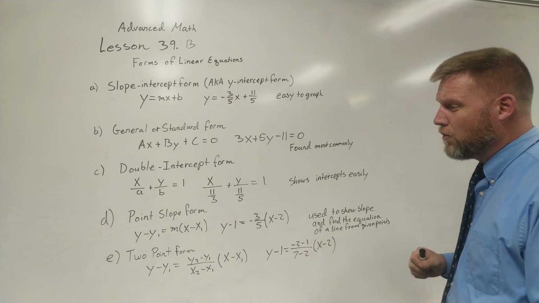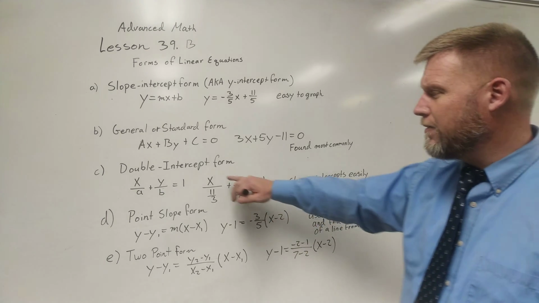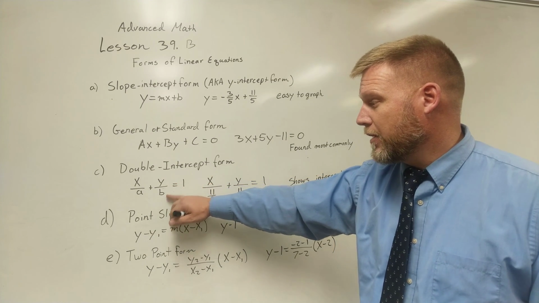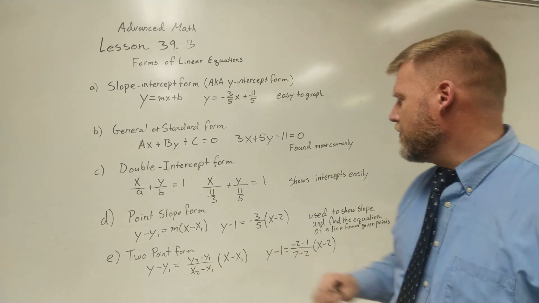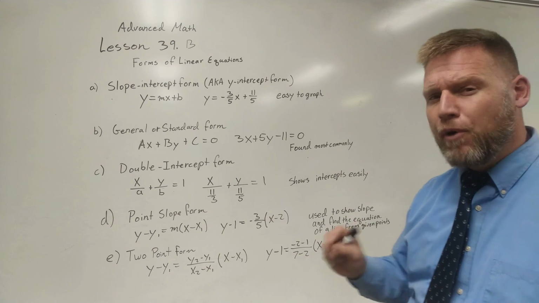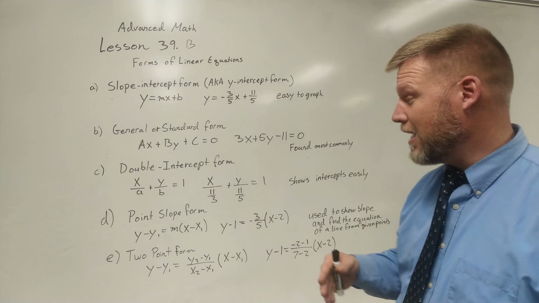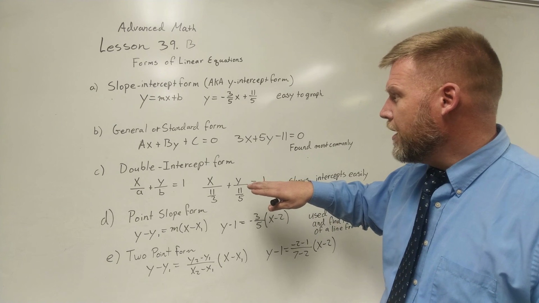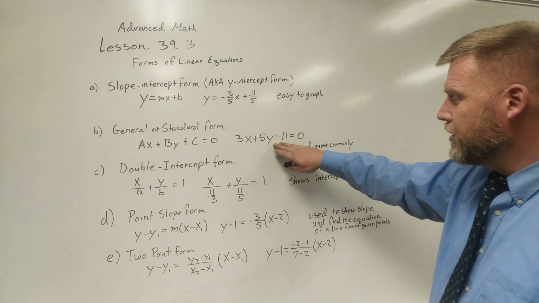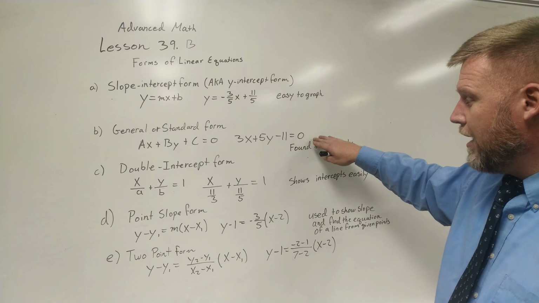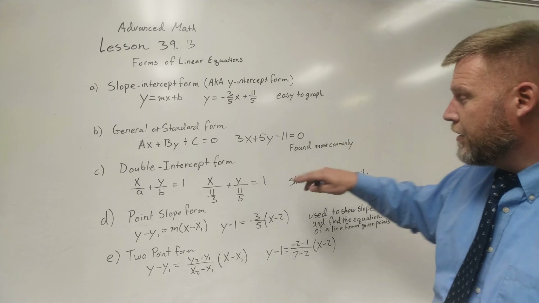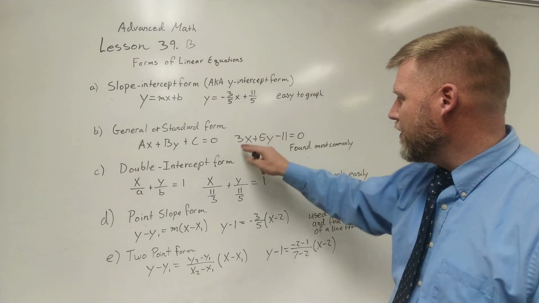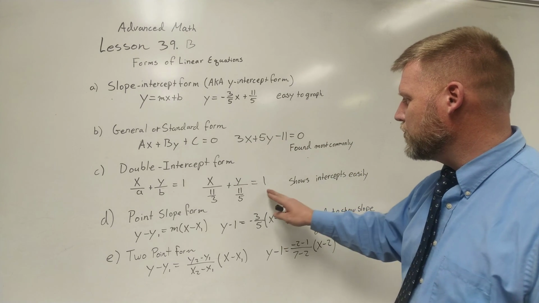Now, double intercept form requires me to get an x value divided by a constant, a y value divided by a constant equaling 1. And this shows our intercepts, both intercepts, simultaneously in the same equation. So the easiest way to do this is to take a standard form equation and get it equal to 11, like we did here. And so moving this 11 over, and then dividing everything by that 11 so that it equals 1.